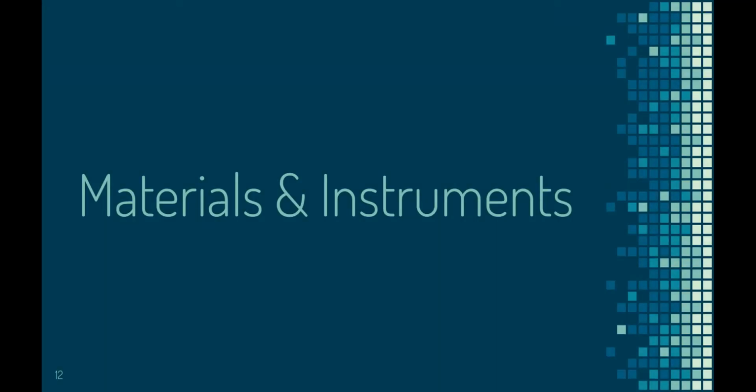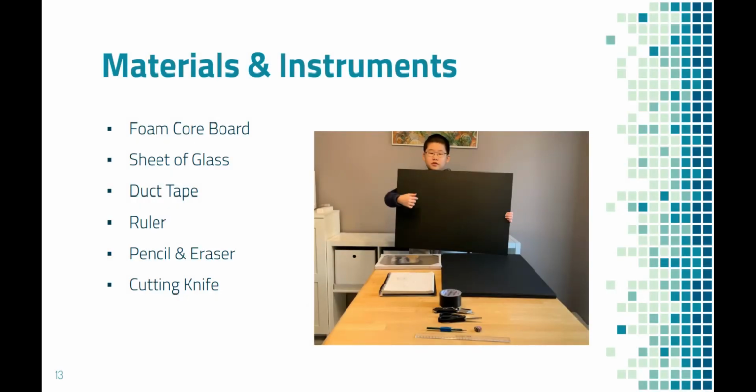Let's take a look at what materials and instruments are required to create the teleprompter. I will use these materials: foam core board, a sheet of glass, and duct tape. I'll also need the following instruments: a ruler, a pencil and eraser, and a cutting knife. We've done the design and prepared the materials. Now let's move on to the process of construction.